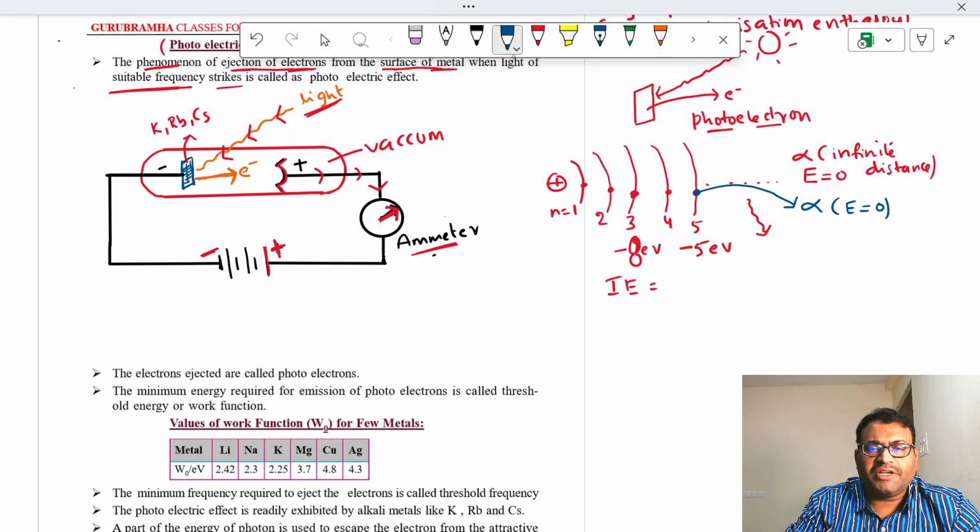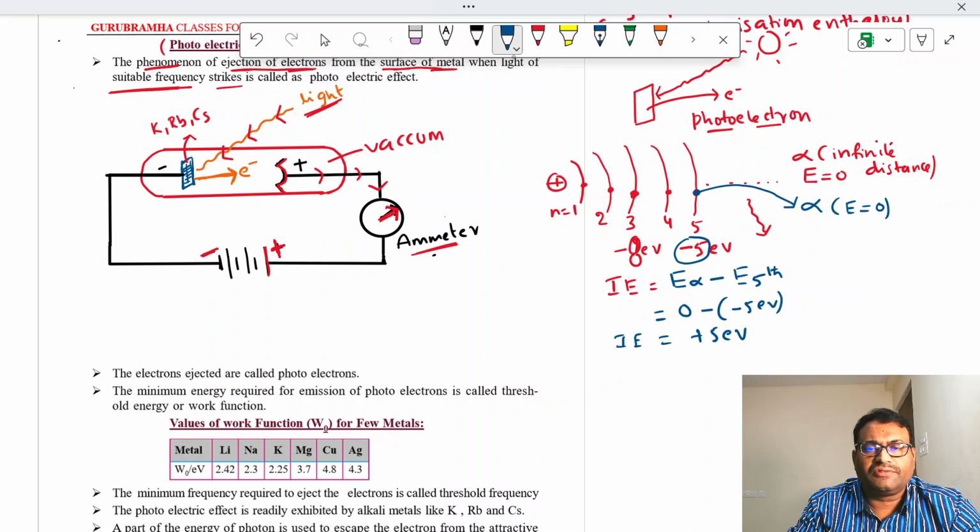So ionization energy can be calculated by E infinity minus E fifth orbit. For example, if it is removed from the fifth orbit, that means 0 minus (minus 5) electron volts, that is equal to plus 5 electron volts. If an electron is having minus 5 electron volts in a particular energy level, then the ionization energy will be positive. That's it. Okay.